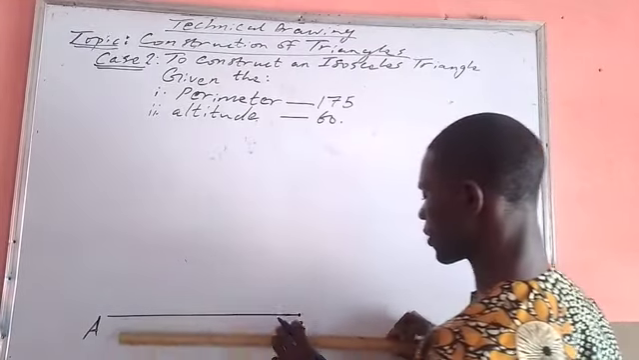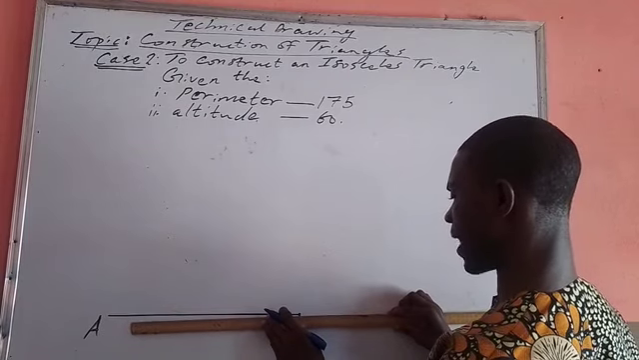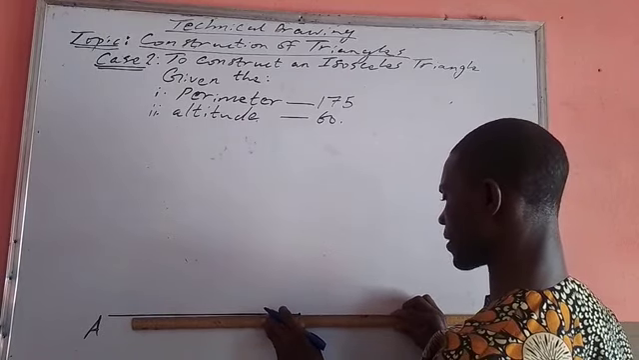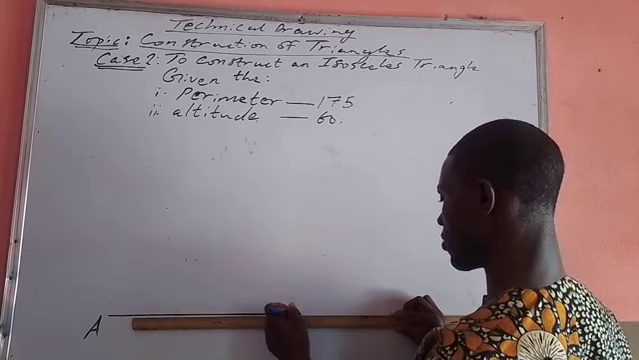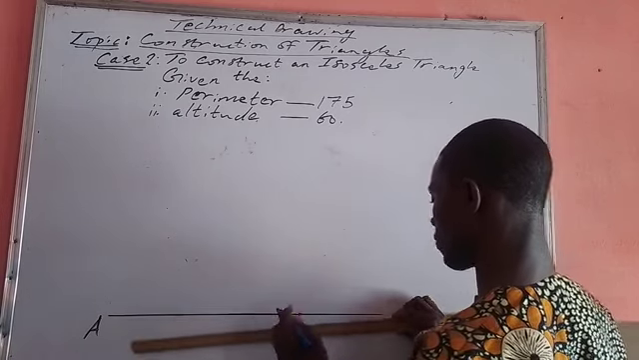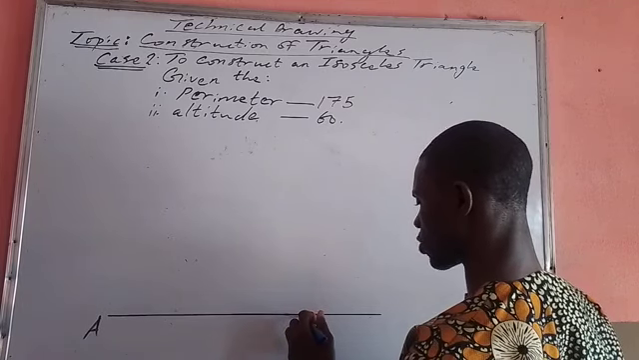Then from this point B, I'm going to extend this line a little bit towards the right side, like this. So here we have point B at this point.